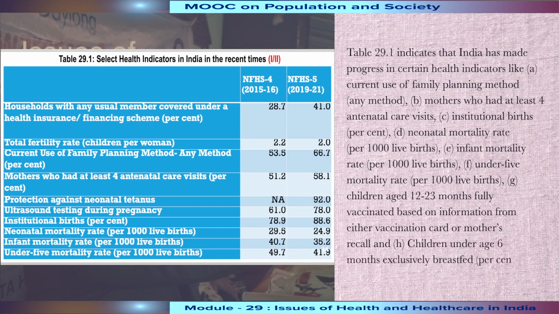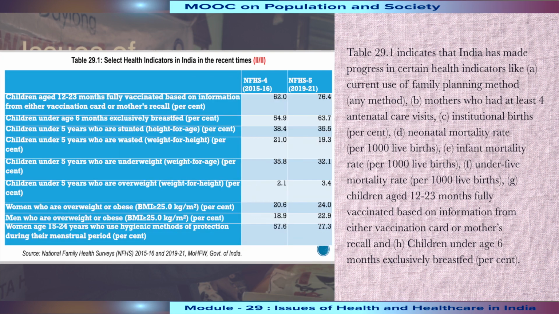Table 29.1 indicates that India has made progress in certain health indicators like current use of family planning methods, mothers who had at least 4 antenatal care visits, institutional births, neonatal mortality rate, infant mortality rate, under 5 mortality rate, children aged 12 to 23 months fully vaccinated based on information from either vaccination card or mother's recall, and children under the age of 6 months exclusively breastfed.